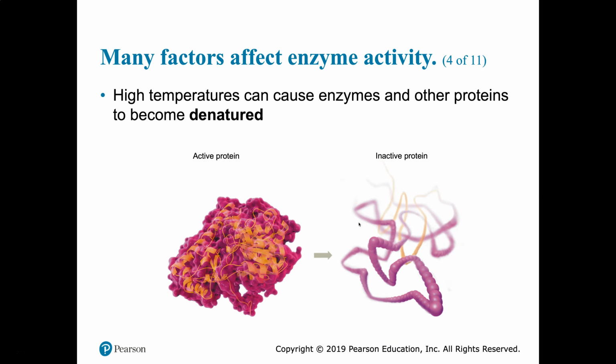Now, this is just an image showing you how denaturation happens. The left is the active protein. It's folded. It's in the right shape that it needs to be in. All of a sudden, the temperature gets too hot, and boom, it inactivates, it unwinds, and it becomes useless. It becomes denatured.